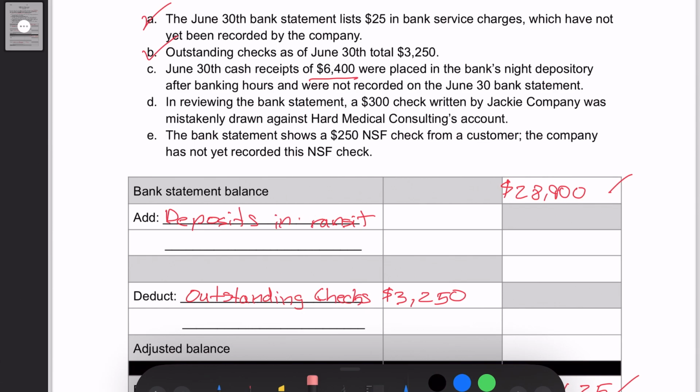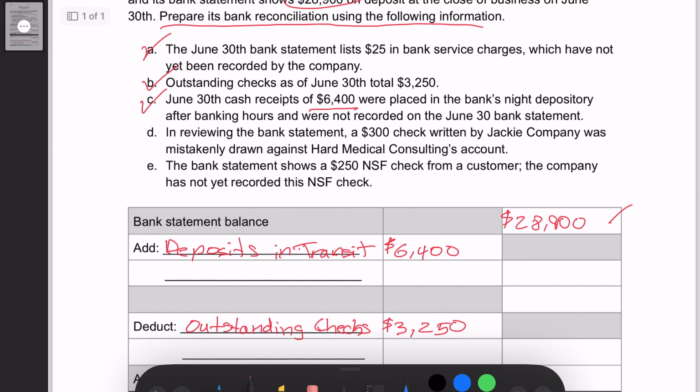Let's clean that up a little bit. In the amount of $6,400. C is complete. Moving on to D.